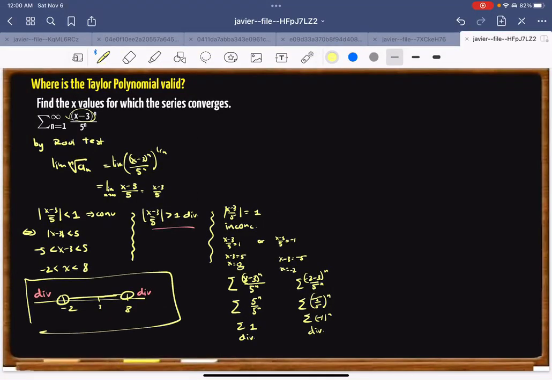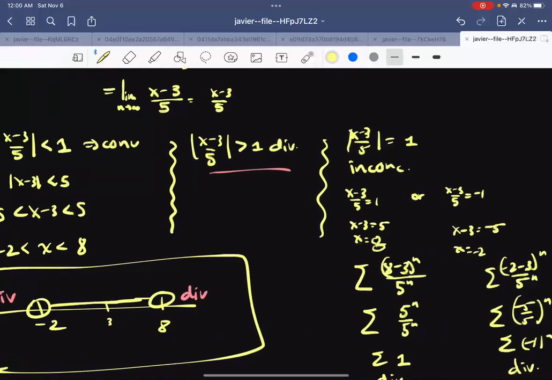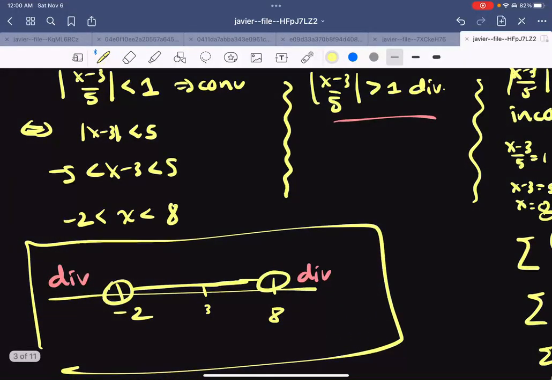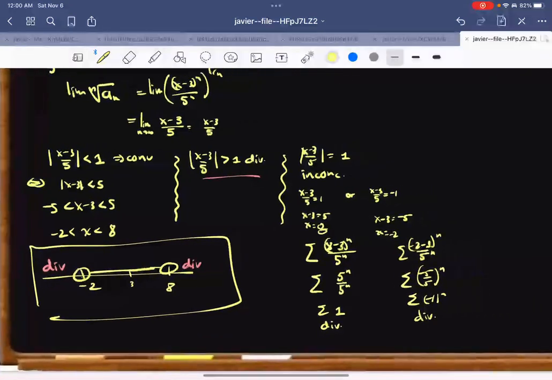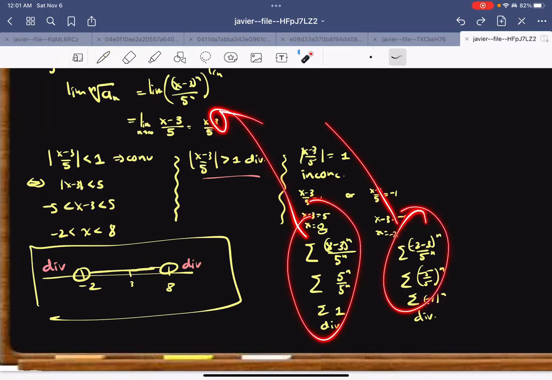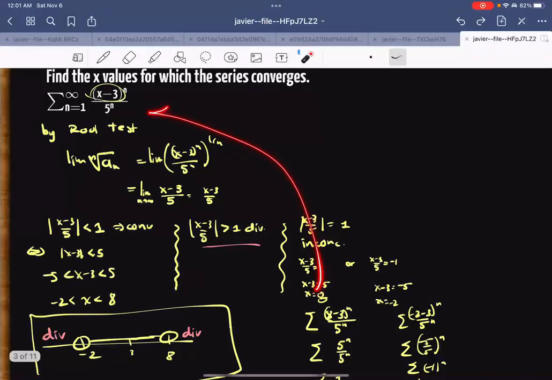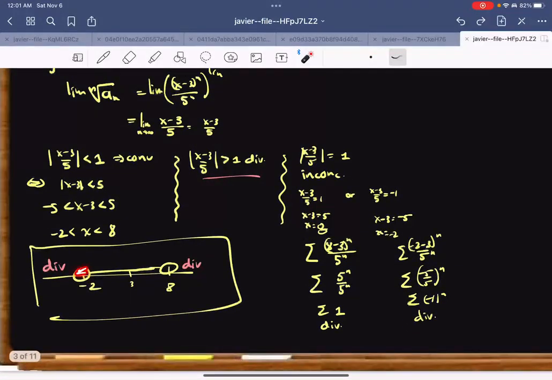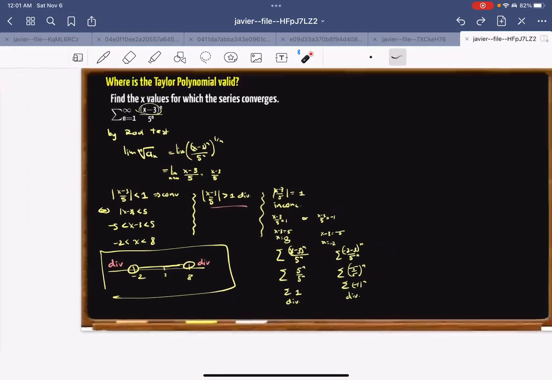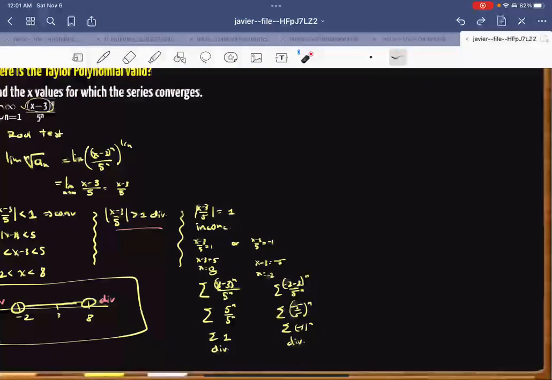The interval of convergence is between negative 2 and 8, not inclusive of either endpoint. Sometimes, every once in a while, you'll check each one of these endpoints in the original function. And what will happen is maybe sometimes one works or the other one works when you plug them back into the original. In that case, you would fill in this bubble here and include it in the interval, depending on which one works. But that's how you answer this question.